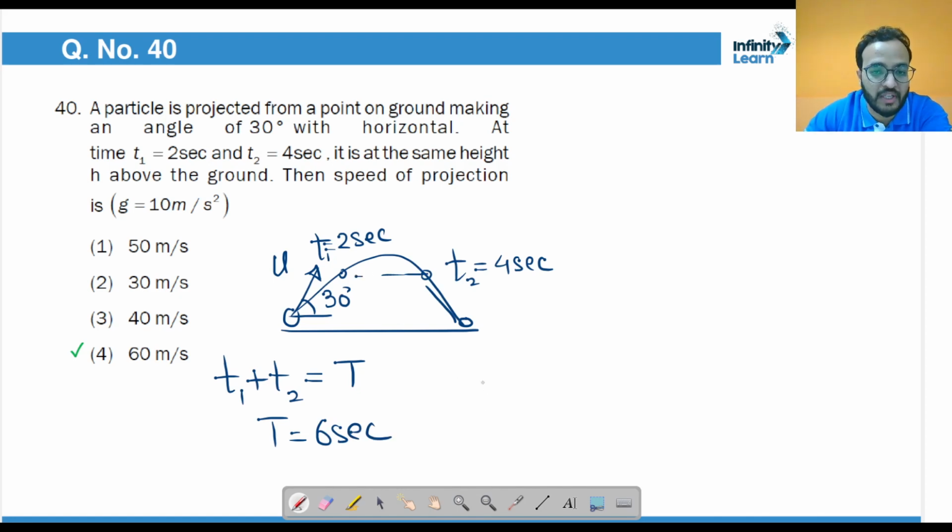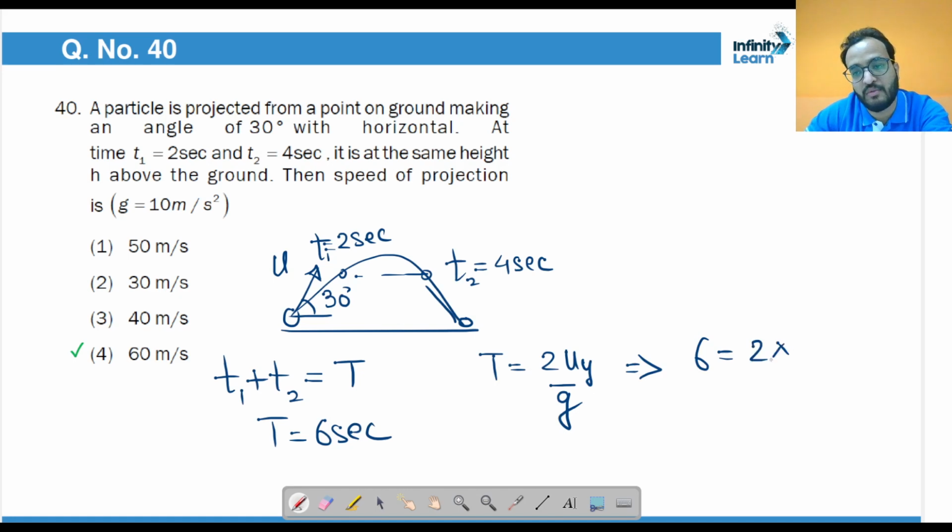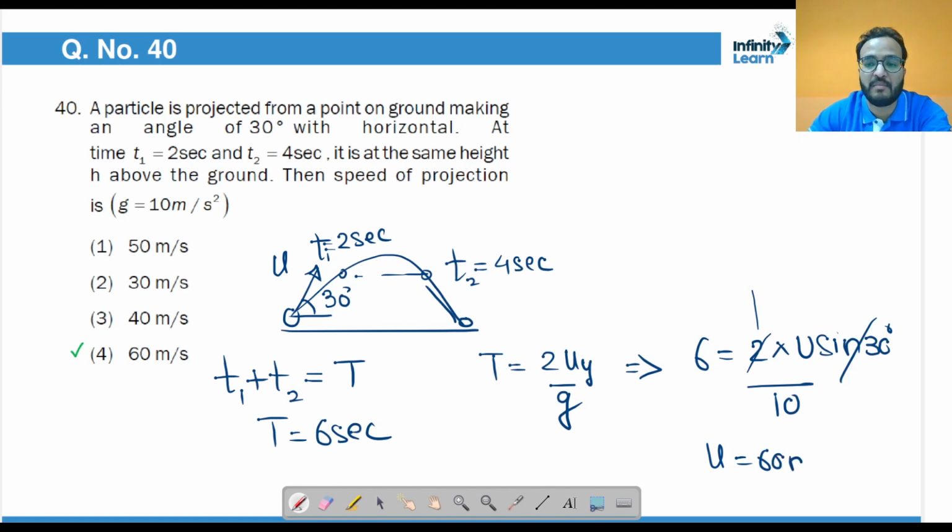Then the speed of projection is, see, we know that time of flight is 2uy by g. So 6 is equals to 2 into u sine 30 by 10. So the 2 ones cancel, and sine 30 is half. So u is equals to 60 meter per second.